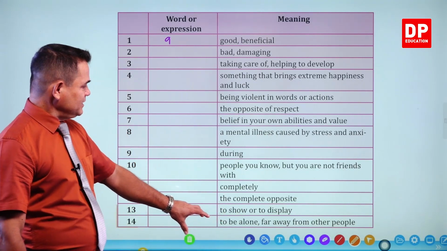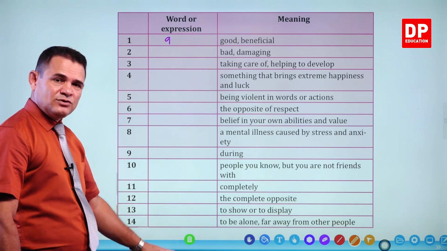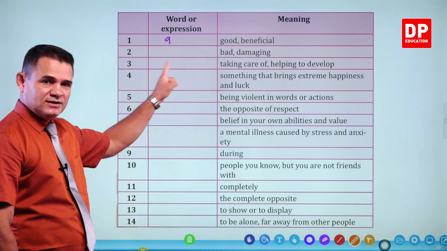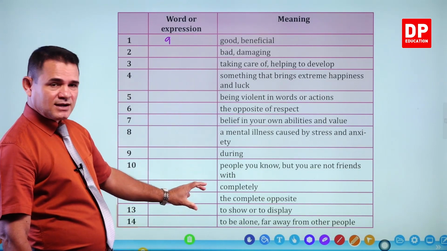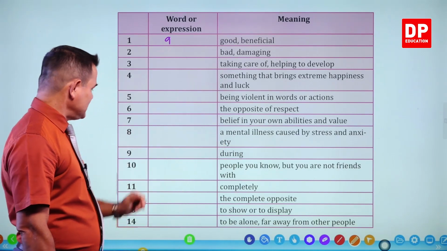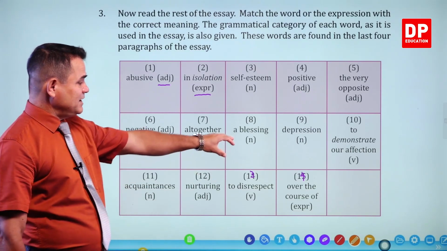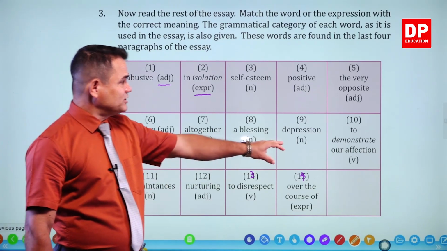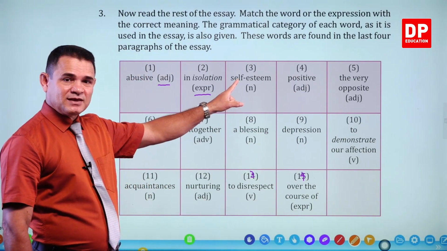Now look at this. Sometimes you can't go on putting the numbers or writing the words in order at once. So do the easy ones first. Now, there are words here that you understand. Which ones? Blessings, depression, positive, self esteem.